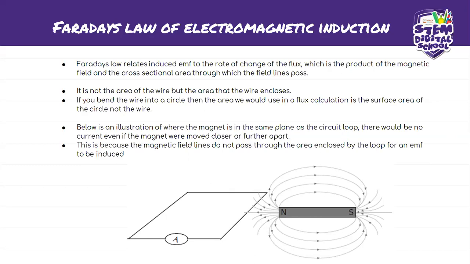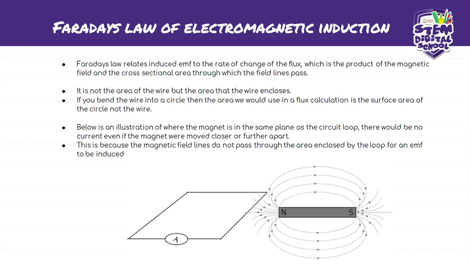So if you bend the wire into a circle, then the area we would use in a flux calculation is the surface area of the circle, not the wire. Okay? I hope that makes sense.